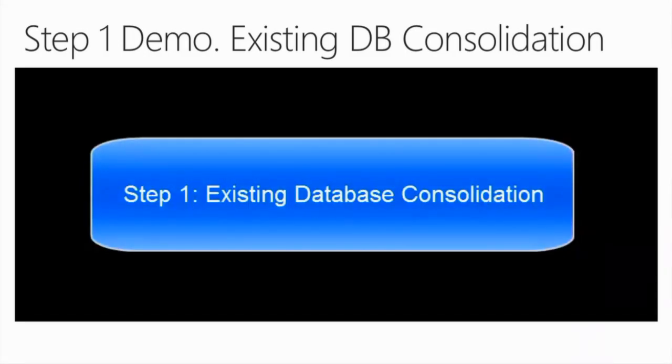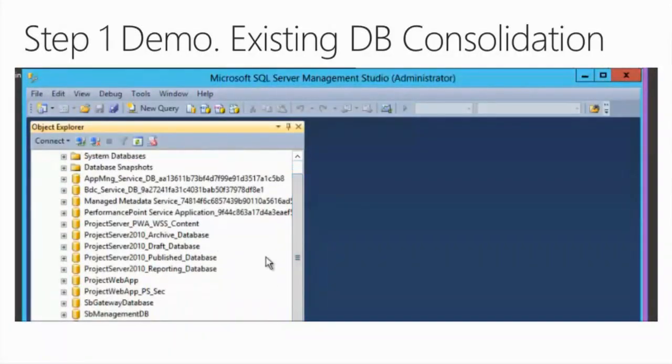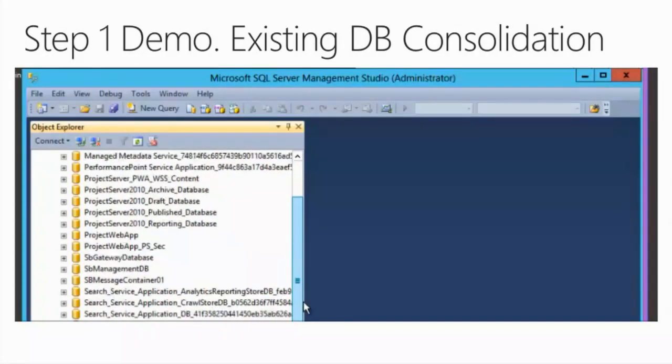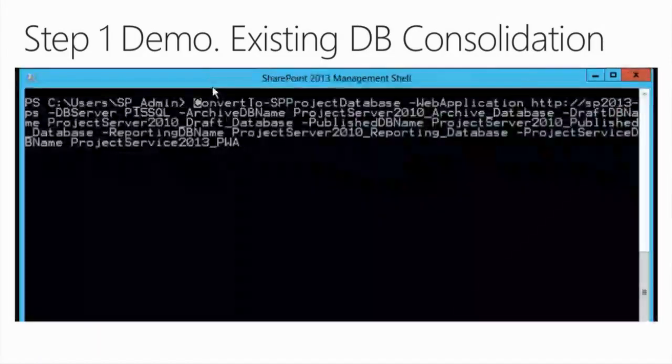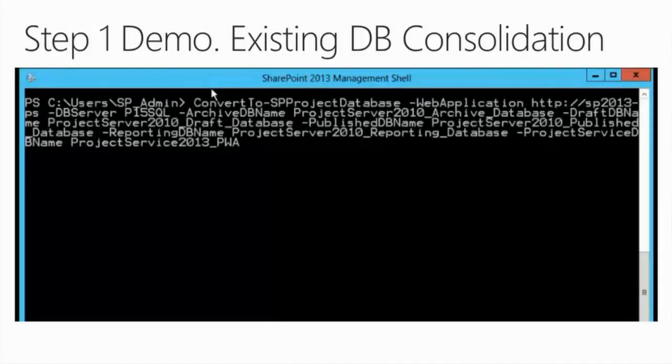All right. Step one, existing database consolidation. First we're looking over in SQL. We're in SQL Server Management Studio, and you can see right there that you have your 4 Project Server 2010 databases that have been restored to that environment. You don't have a project service database any longer. But if we go over to our PowerShell command, you can see I'm specifying the command and what the web application is, SharePoint 2013 PS.